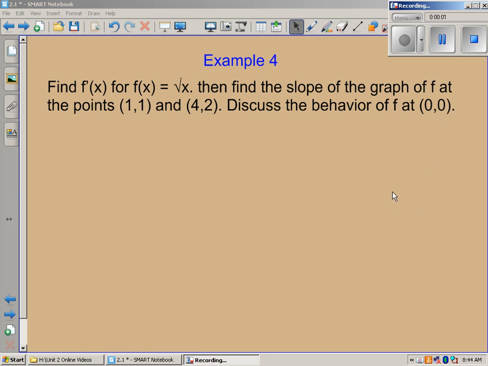Welcome back to section 2.1, the derivative and the tangent line problem. And so we are continuing on with example 4. This one says find the derivative, that's what this is right here, for f of x equals the square root of x, and find the slope of the graph at the given points, and discuss what's happening at (0, 0). So we're going to first find the derivative.